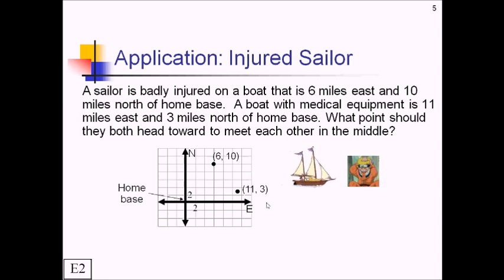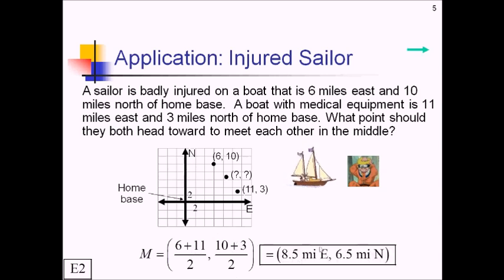All right, so this is our midpoint formula in action. We've got 6 plus 11 over 2, and then 10 plus 3 over 2. So that's 17 over 2 and 13 over 2, which comes out to (8.5, 6.5). And positive x values are east, positive y values are north, so there are our real-life directions.